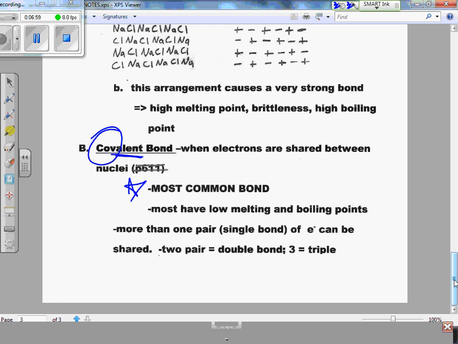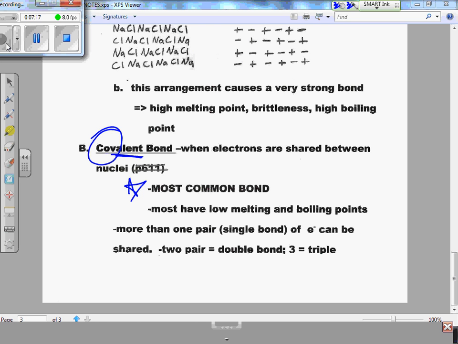And that's because they're not locked into this crystal lattice. These things might have partial polarity, but they're not going to have an absolute positive and negative side to them that's going to lock it up into a crystal pattern.